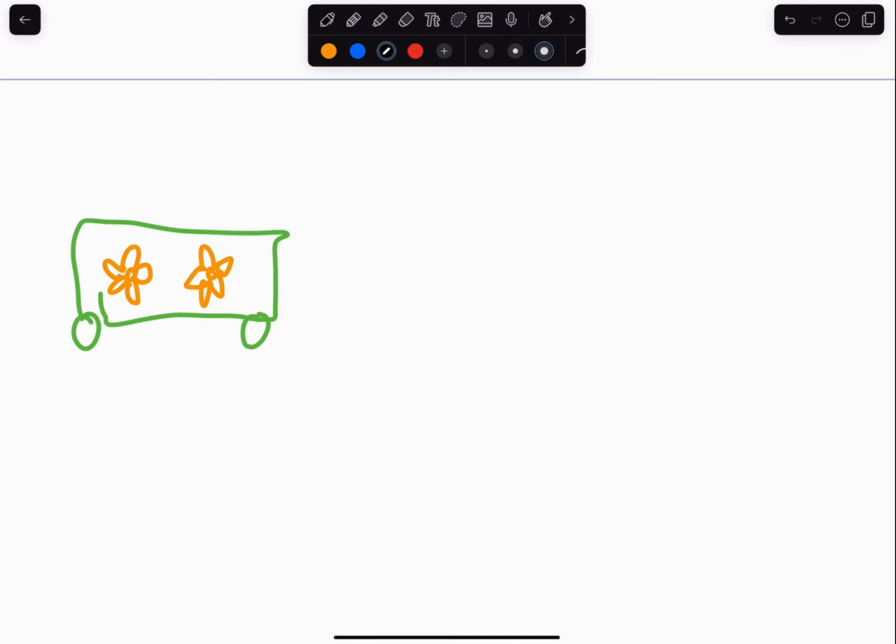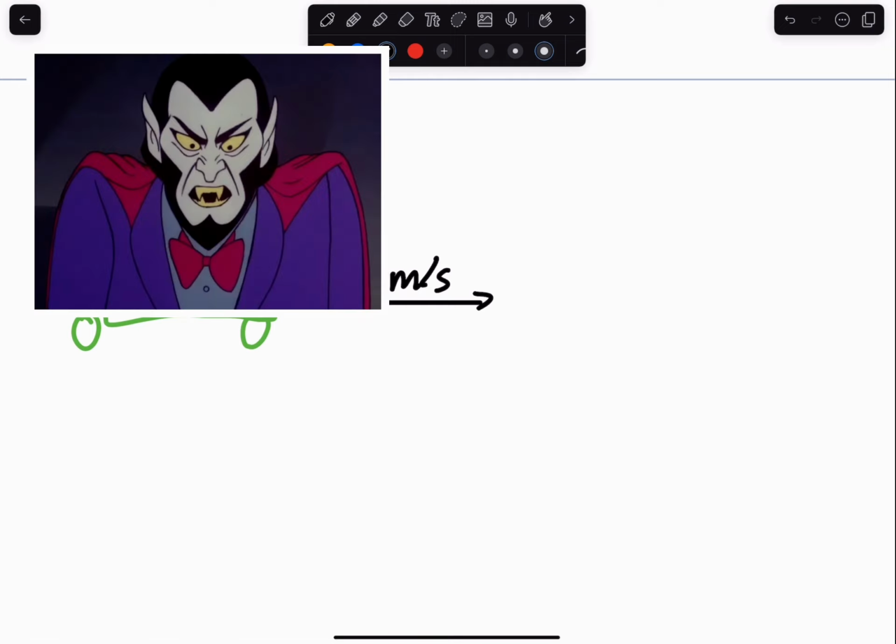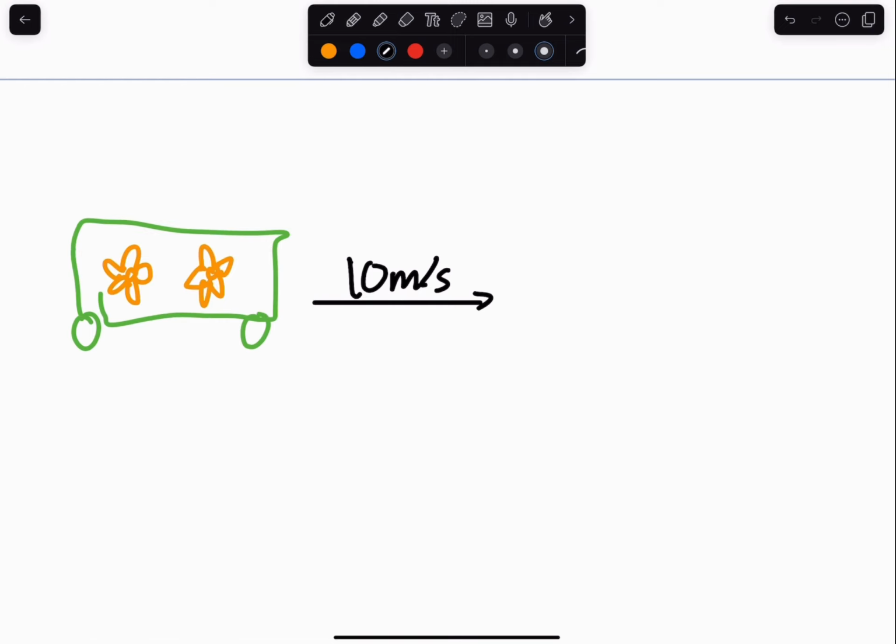For our next question, let's say that Scooby and the gang are driving down a straight path at 10 meters per second. Suddenly, they see Gramps the Vamp behind them, and Fred floors it. In 5 seconds, the Mystery Machine is now going 20 meters per second.